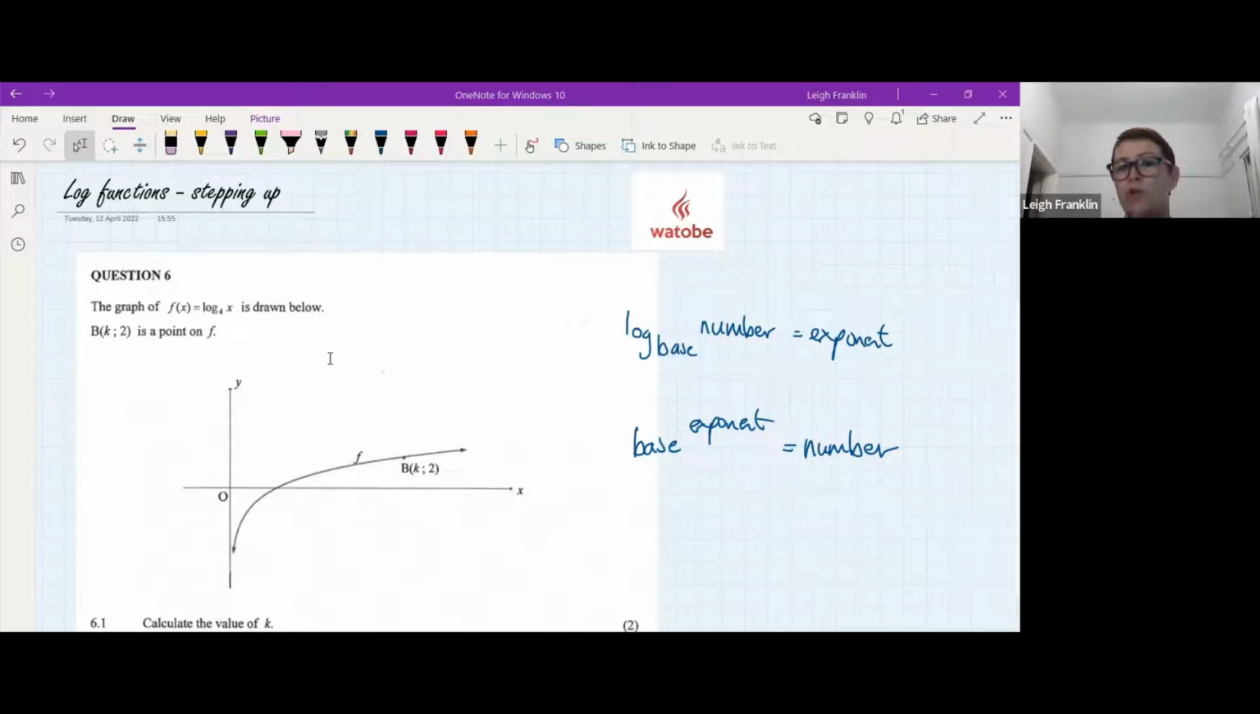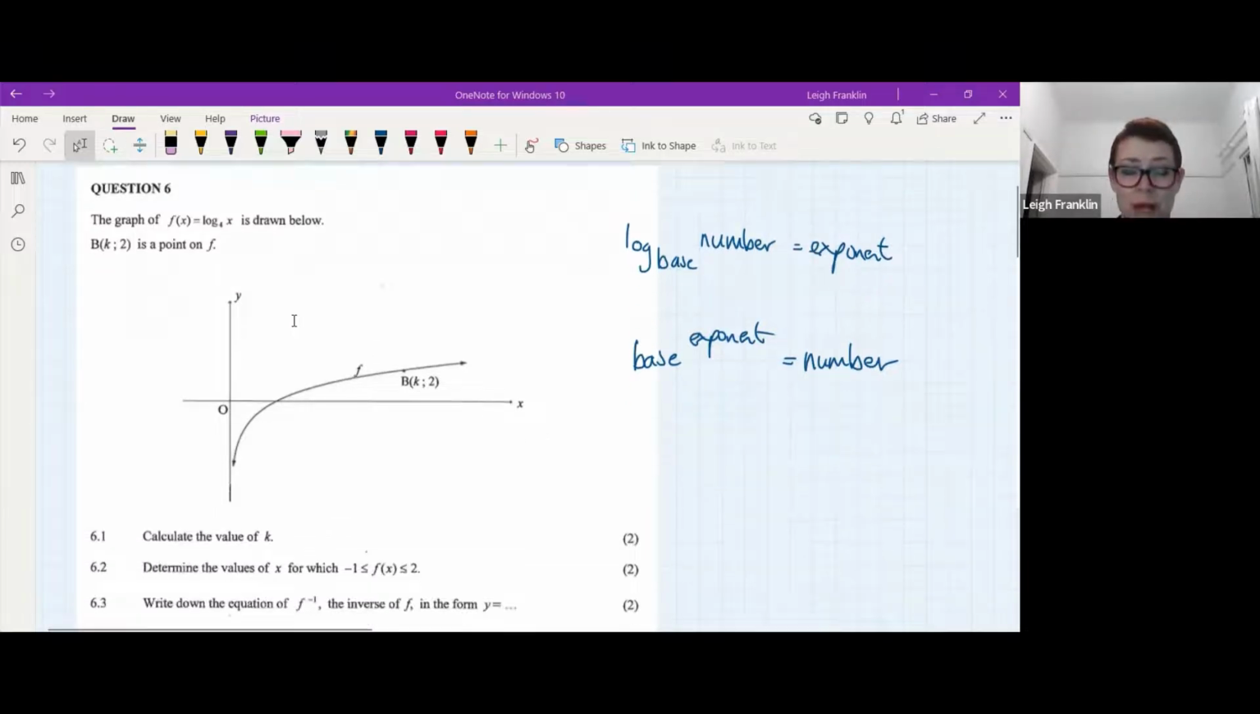So in other words, you know that you are looking at the reflection of a certain function over the line y equals x. If they ask you to, which they more than likely will, write the equation of the inverse, then you know exactly what it is that you're going to be writing. And we'll talk about that now. I'm not going to give the answers away just yet. The only information that they've told us is that the point B with coordinates k for x and 2 is a point on f, and that's the only information that's been given to us. So the first thing that they ask us to do is determine the value of k.